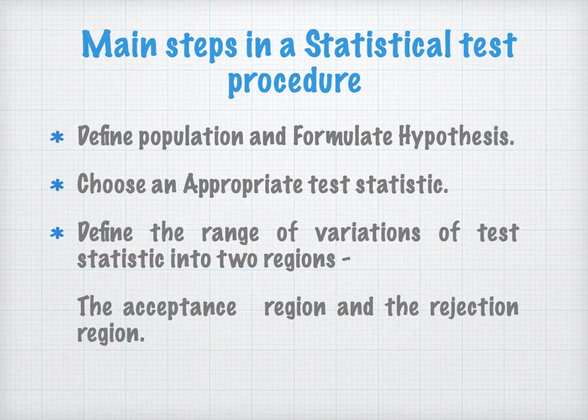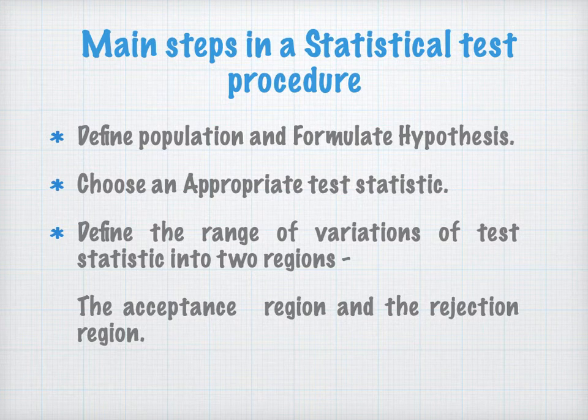So the next step is to choose an appropriate test statistic. We know we have a range of variations, or a space. Depending on the value this test statistic takes, we can divide the whole space into two regions. The first one is the acceptance region and the other one is the rejection region.